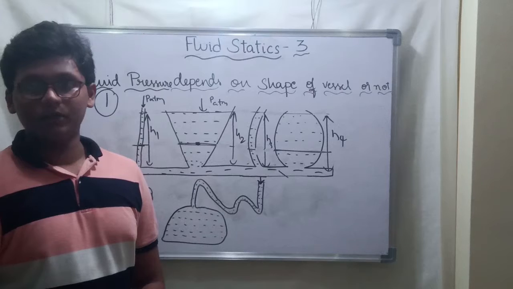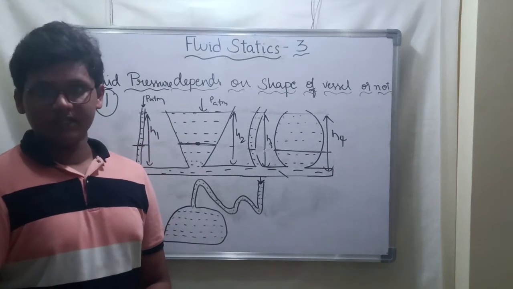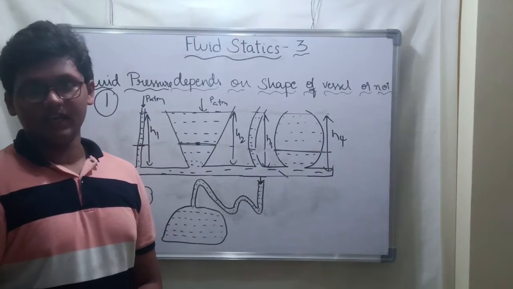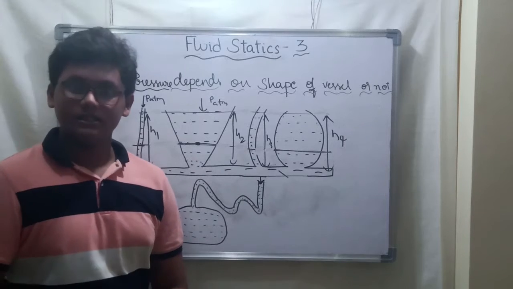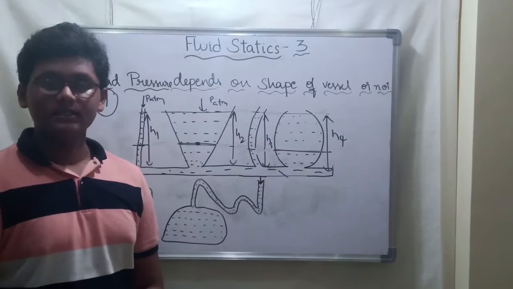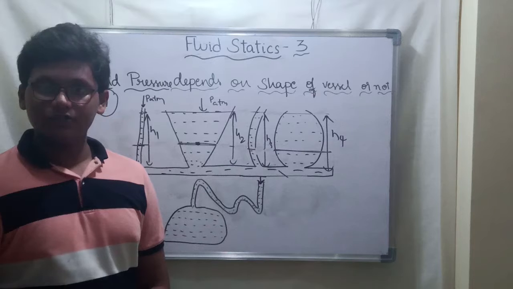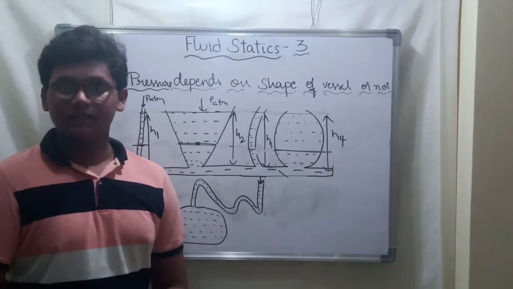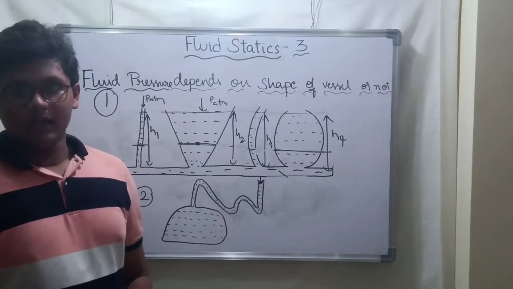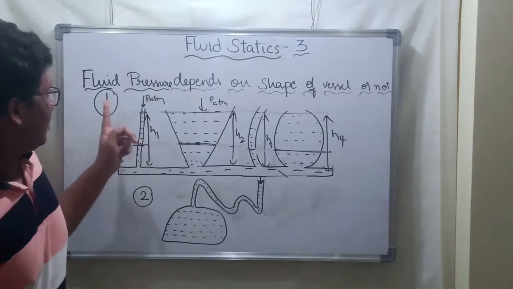In the last session, part 2, I explained atmospheric pressure and average pressure on the side walls and random shaped vessels. I explained all those cases. And if you didn't see those two videos before this one, the links are in the description. Now we will start the session.